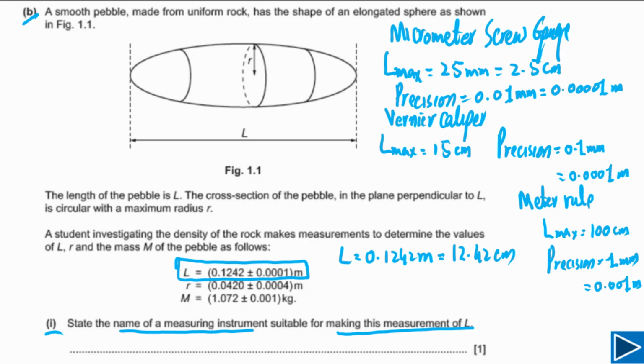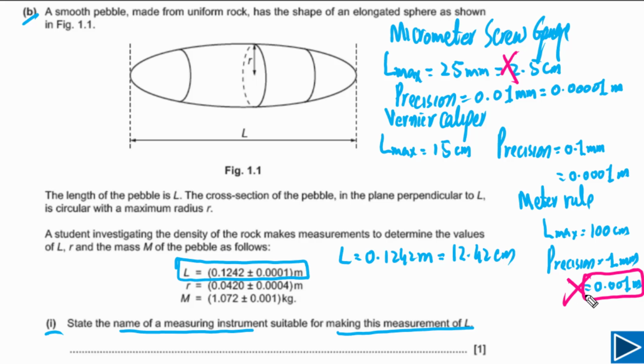Now we have to choose the best instrument among all these. These are 3 common instruments used in the physics lab. First of all, let's look at the micrometer. We cannot use it, because it can only measure up to 2.5 centimeters. So we cannot use this one. If we look at the meter rule, the precision of the meter rule is less than the precision of the given data.